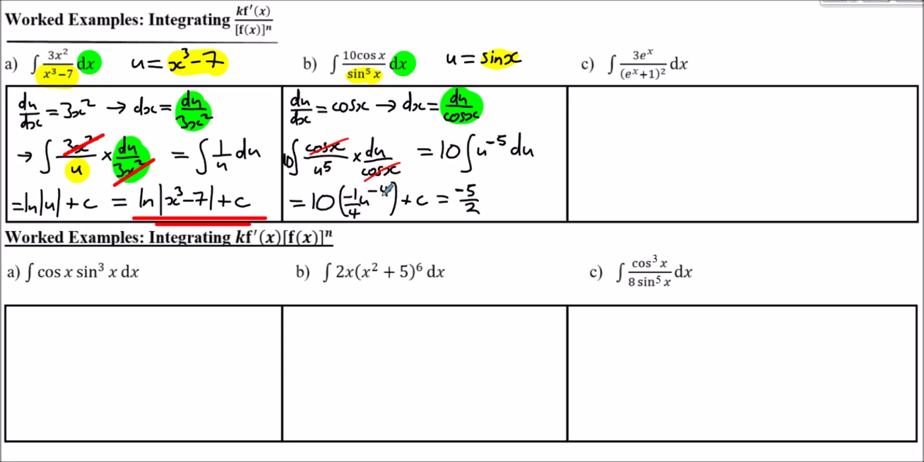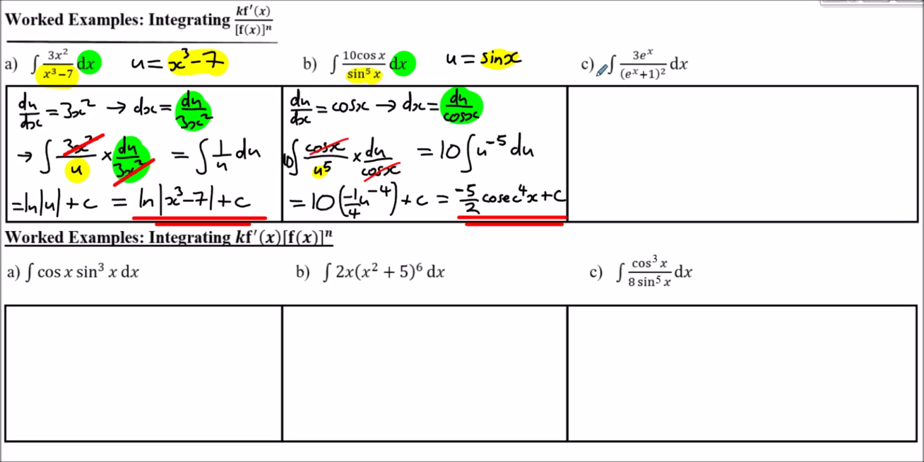u to the minus 4 is 1 over sine to the power 4. But 1 over sine is cosec. So 1 over sine to the power 4 is the same as cosec to the power 4, plus, of course, the constant of integration, c. So again, that transformed quite nicely, I believe. You'll agree with me? I hope you do.